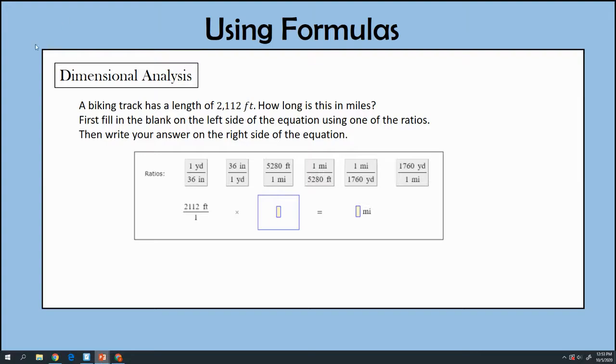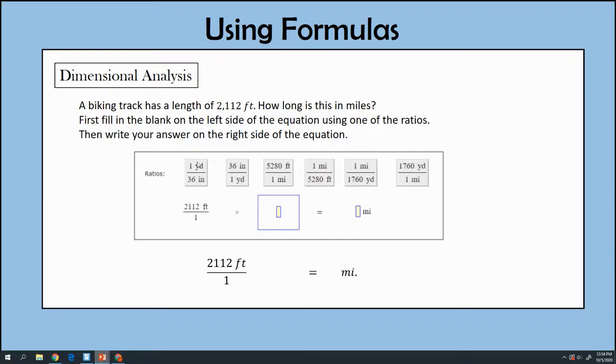What I want to just look at quick, and it's the same thing they have there, is we're starting out with 2,112 feet and we want to end up in miles. So what we're looking at is we're going to multiply this 2,112 feet over one, this fraction, by another fraction that's equal to one so that we can cancel out the feet and are left with miles. So what we're looking for is one of the ratios up here that have miles over feet.